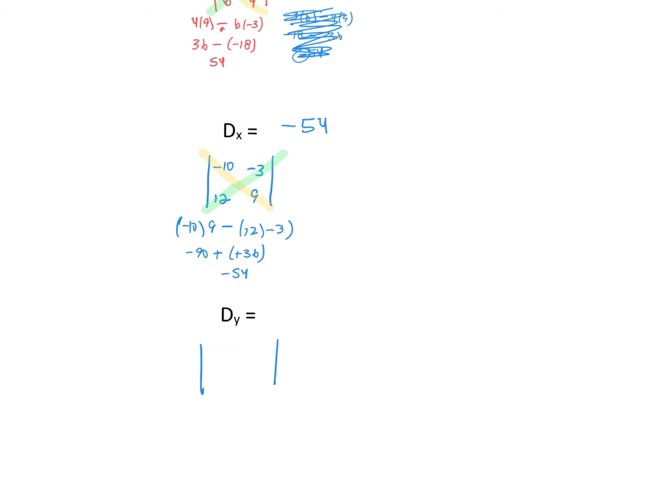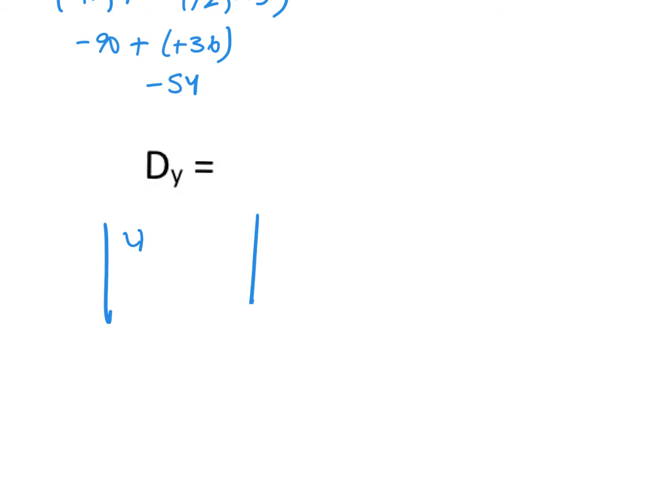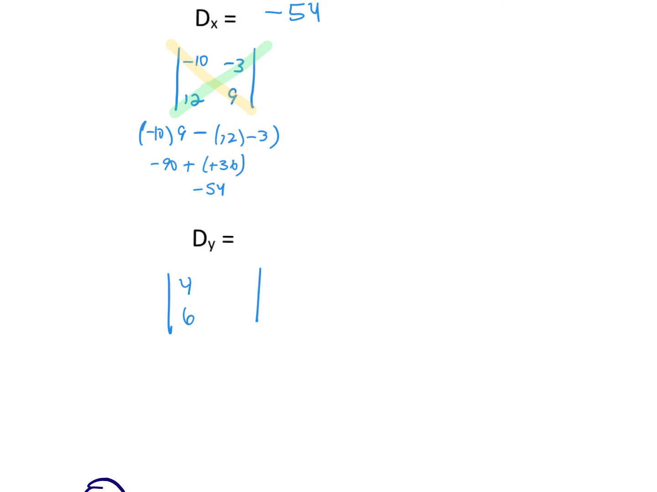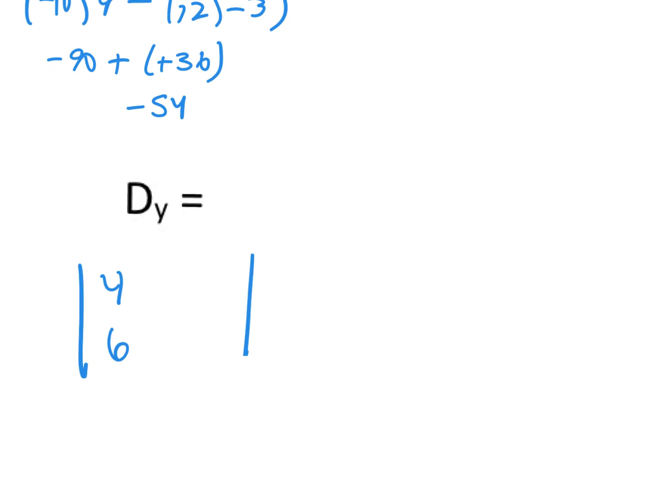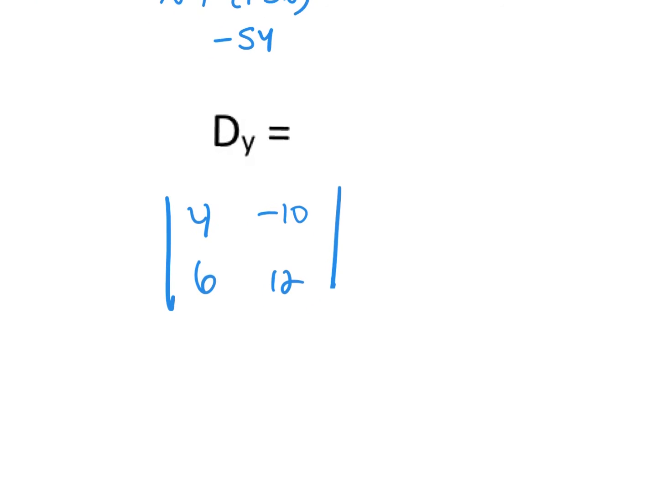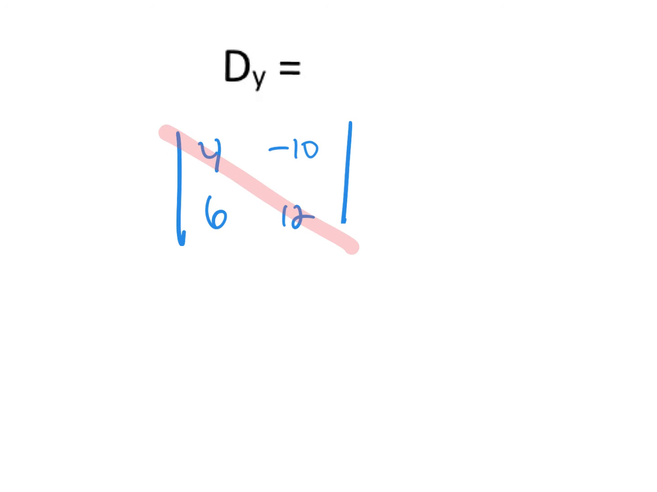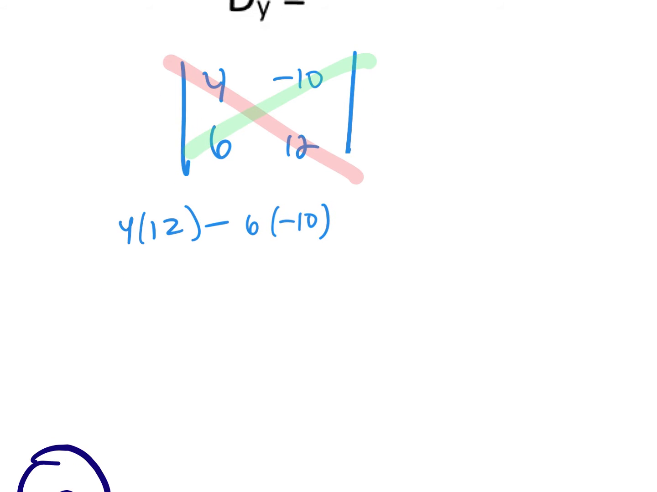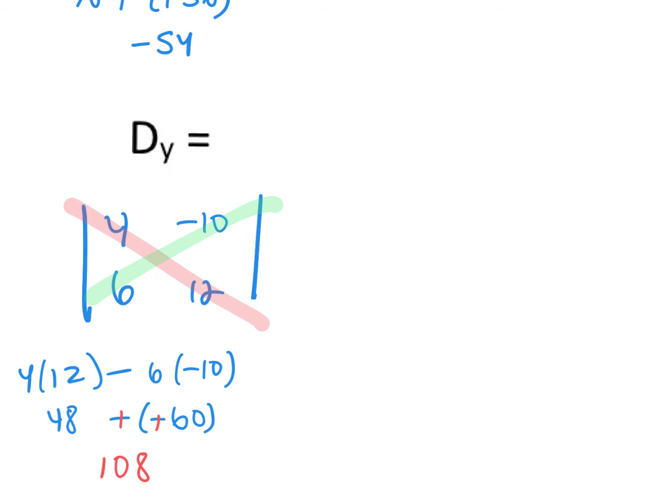So I'm going to write my x coefficients, which are 4 and 6. And then instead of my y coefficients, I'll use the answer. So it's -10 and 12. So I'm going to multiply 4 times 12 minus 6 and -10. So I have 4 times 12 is 48 minus a -60. Well, minus the negative gives me plus. 48 and 60 is 108. So my d sub y is 108.